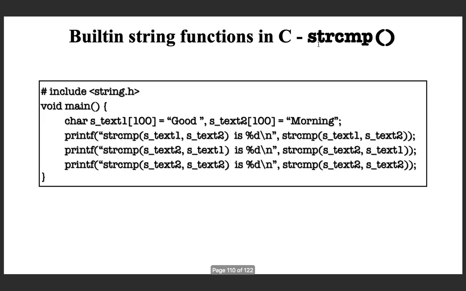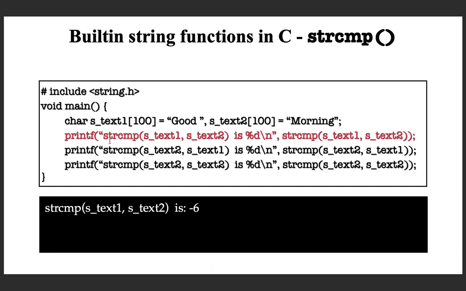This is for comparing these two strings. To understand what it is doing, let us look at an example. Here I have two arrays. In the first array, text 1, I'm storing good. In the second array, I'm storing morning. You note that in the alphabetic order, the first one comes before the second one. Now what I'm trying to do is, I'm printing the result of string comparison between the first and second. And I'm just printing the result.